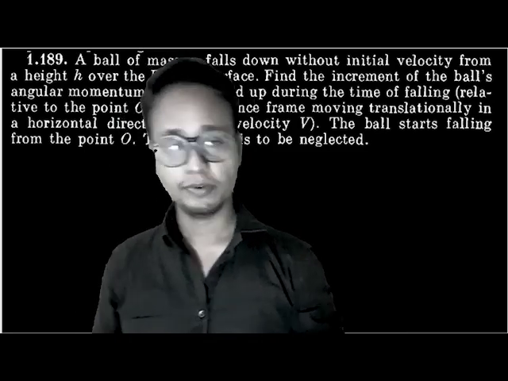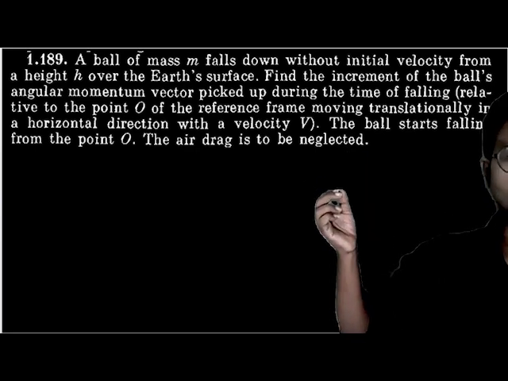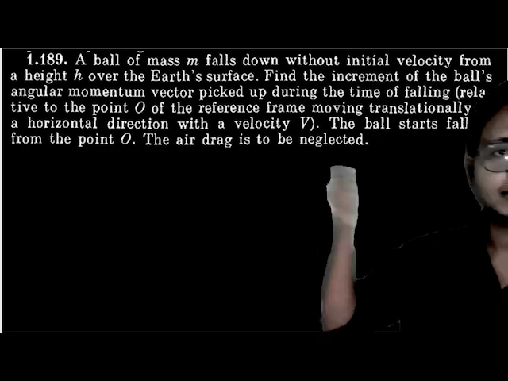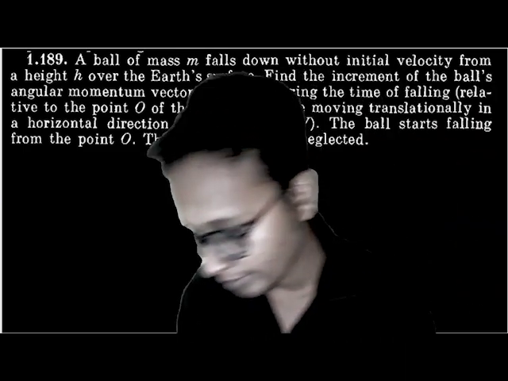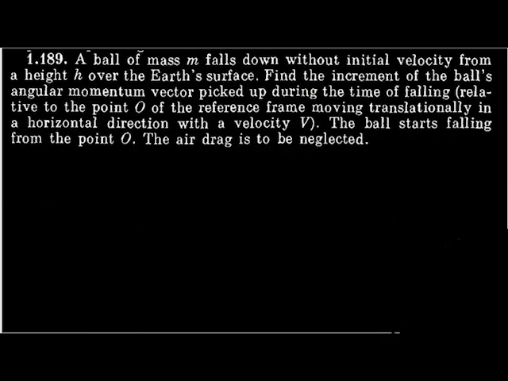So let's get back to Irodov. Look at this question. In this question, a ball falls down, and we have to find the difference in angular momentum. That means final angular momentum minus initial angular momentum. So pause and just read the question once.